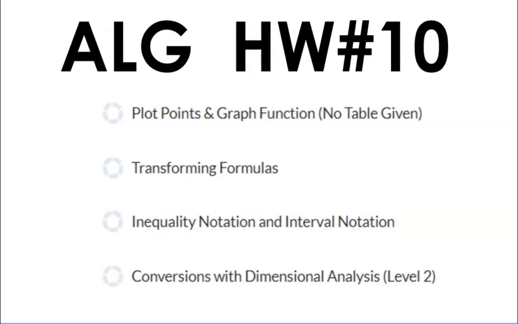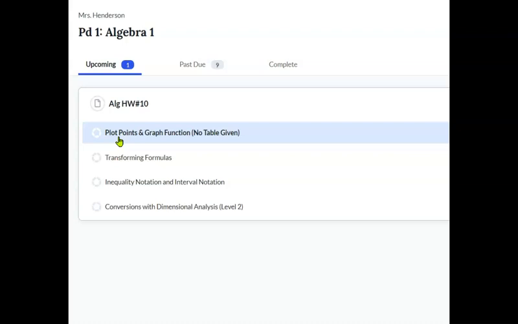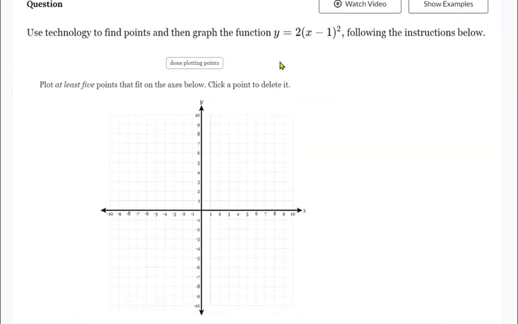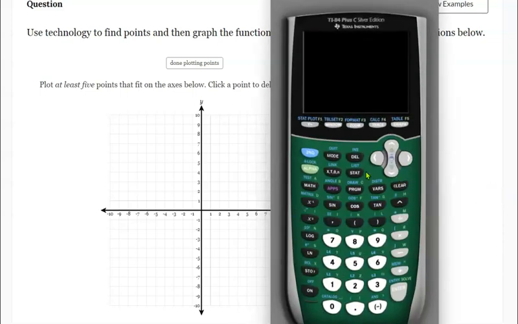This video will help you with the topics on homework number 10. The first topic is plotting points and graphing functions, and you'll need a TI-84 calculator to help you do this. So the first equation given to you here has an x value and then a power of 2. Anything with a power of 2 is known as a quadratic.